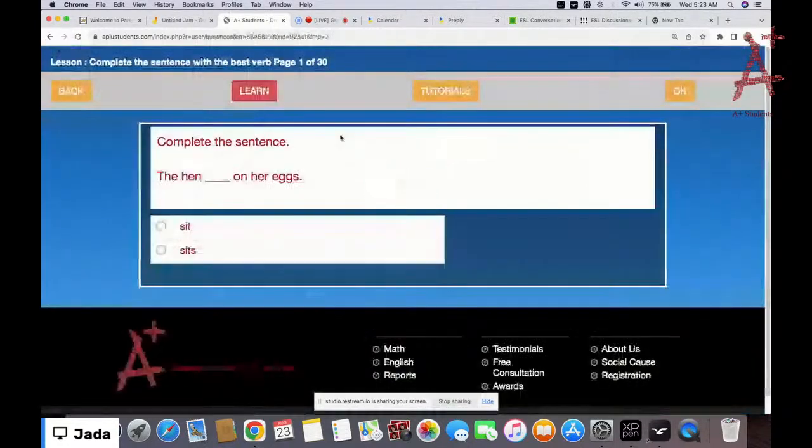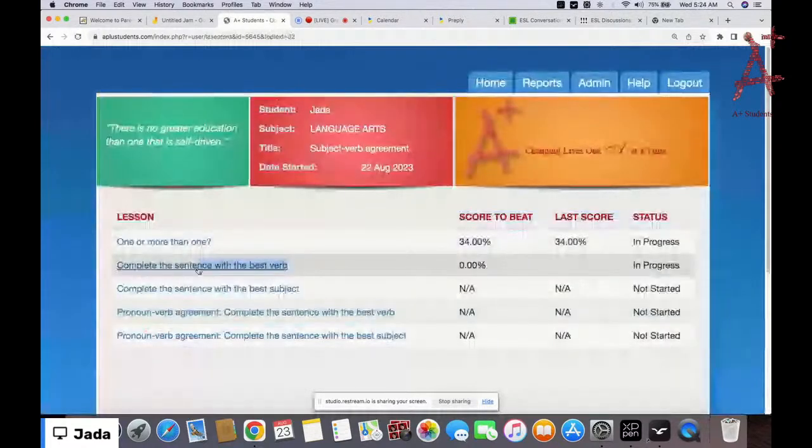All right, so we have questions here, 30 questions, and let's answer a few together. So complete the sentence. It says the hen dash on her eggs. So the hen is one. So the most suitable verb here is going to be sits. Sits with s because you have the verb with s if the main subject is just one. But if you click on sit without s, just look at what it's going to be when you click. Oh my god, sorry about that. I just go back. I want you guys to see this.